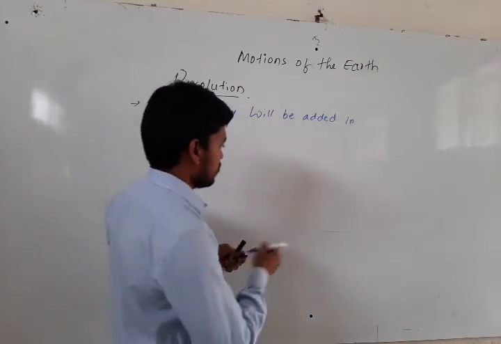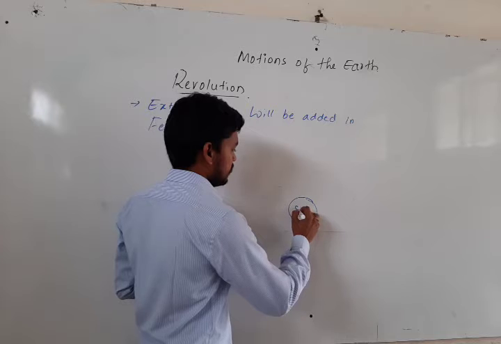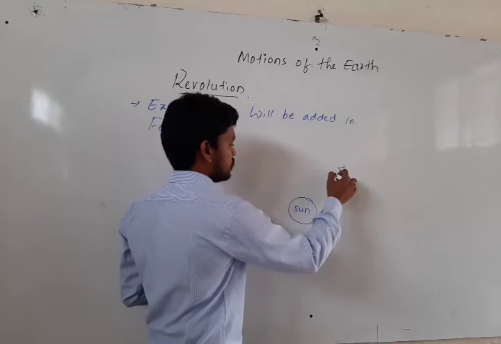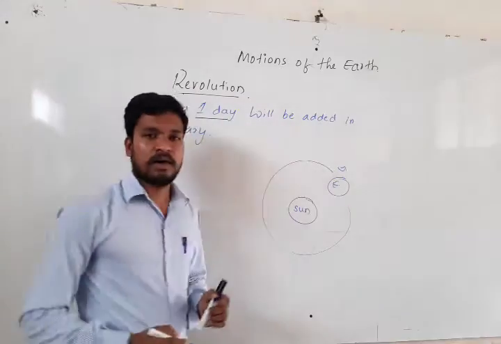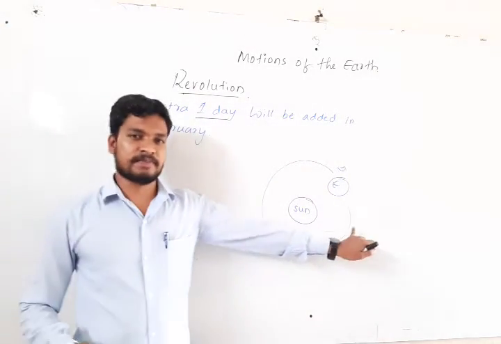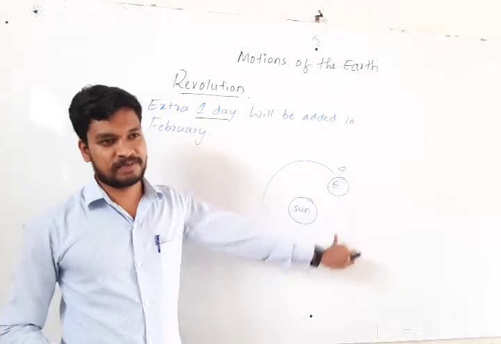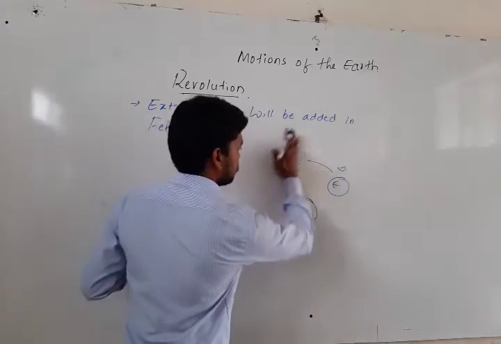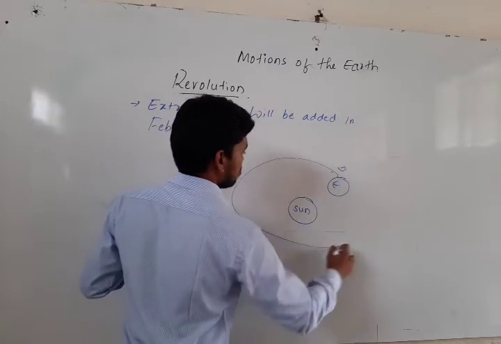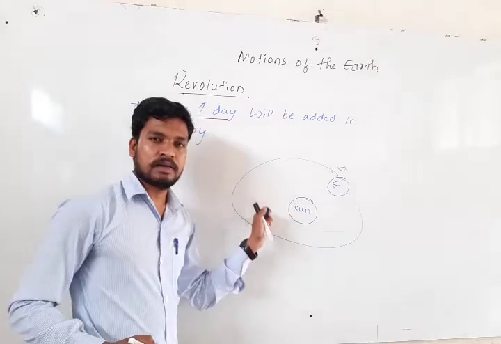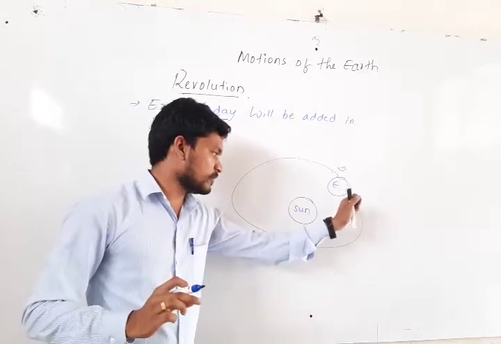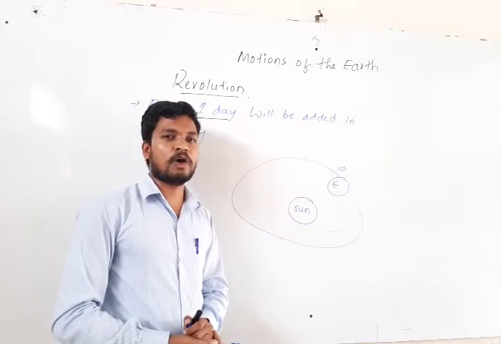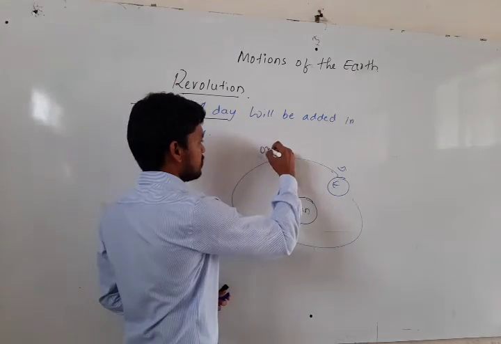So here is the sun we have, and you know about the earth. When earth rotates itself, it's called rotation, and when it moves around the sun, it's called revolution. So what do we call this path? What is this path actually? We have a particular term for this. What do we call this? Way, path. What is that? Orbit. Yes, good. We call it an orbit.